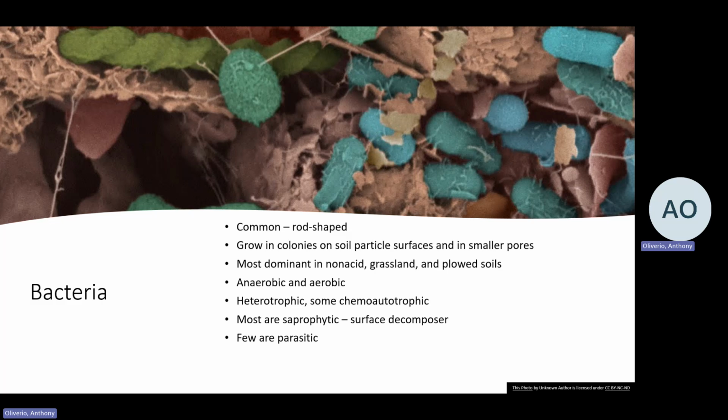Heterotrophic, eating other things. Some are chemoautotrophic. What does that mean? Well, they're autotrophs. They are able to produce their own food, but they don't do it via photosynthesis. They do it by breaking down large inorganic compounds, and the energy released from those compounds is what fuels their food production. Most are saprophytic, meaning what? They eat dead stuff. Okay, they're decomposers. But there are some that are parasitic.